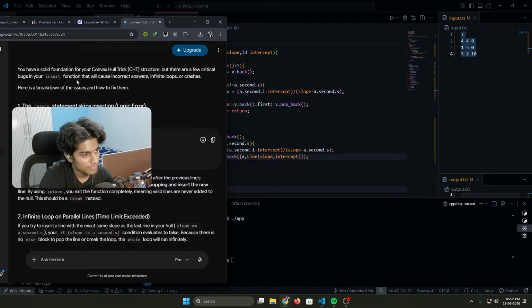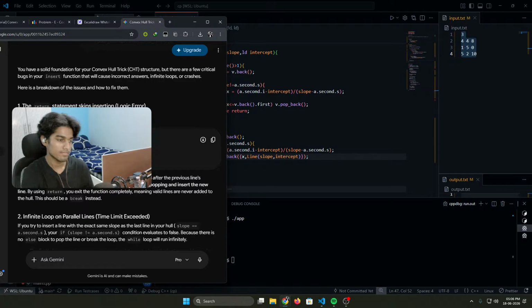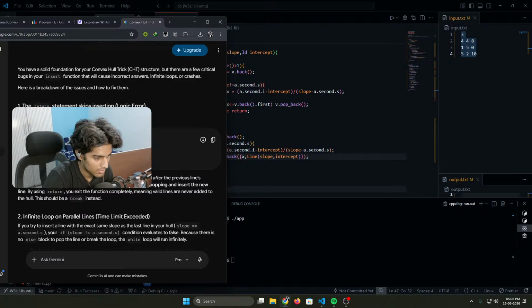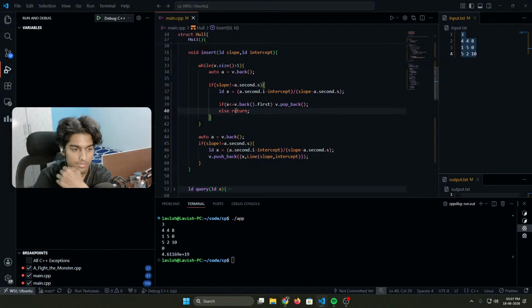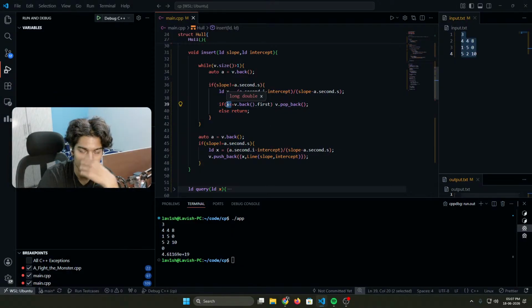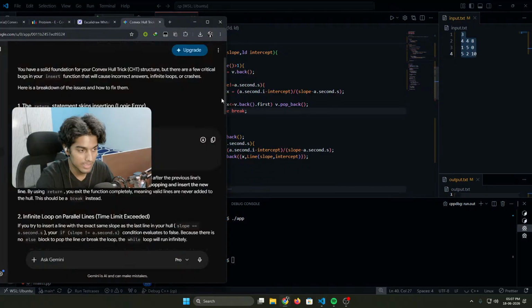Solid. Few critical bugs. The return skips insertion. Again, the same stuff. It means the new line becomes optimal. Yeah, makes sense. If X is greater, that means the new line has become optimal. That makes sense.